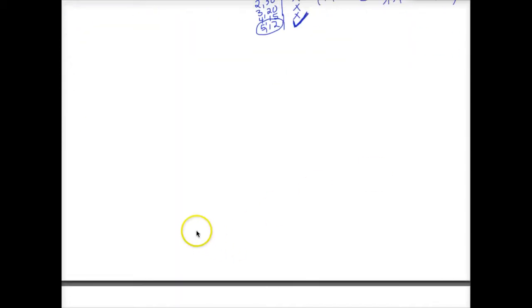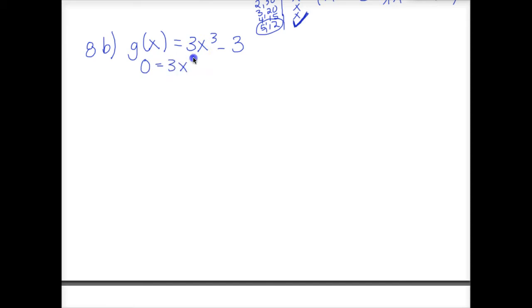All right, moving on from the plain old factoring and looking now at our find the zeros. Remember that you have to have algebraic work for this. It says by factoring and using the zero product properties. So I'm going to do 8b here. Your function was g of x equals 3x cubed minus 3. So first thing I need to do is set it equal to 0. Then I need to factor it completely.